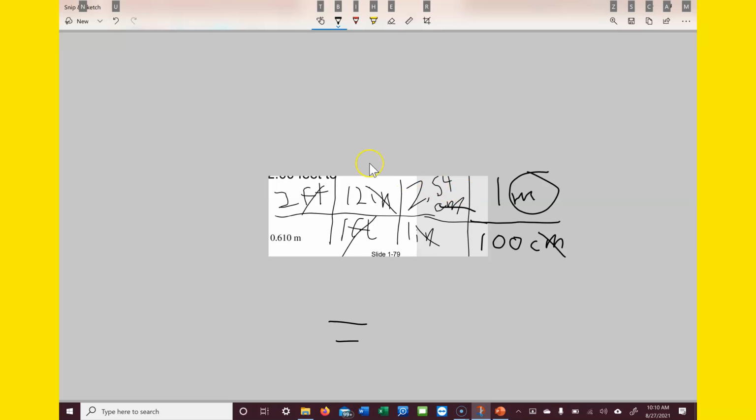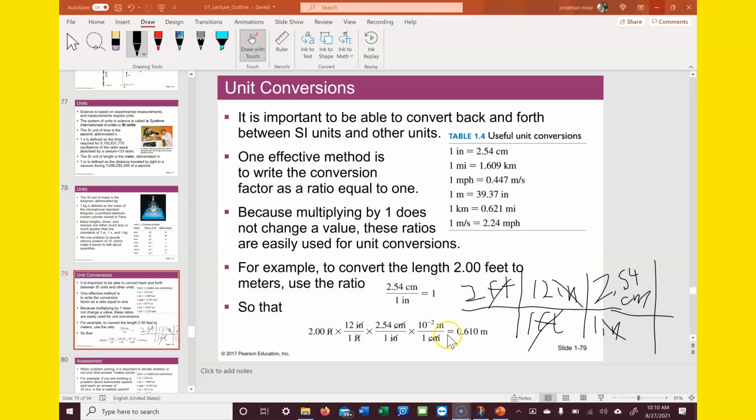Another way to do it would just be to hit the divide by button every time there's a number on the bottom. So let's say that if there was a 10 on the bottom, you'd say 2 times 12 times 2.54 divided by 10 divided by 100. That would also work. All right. At any rate, what you get there is 0.610.